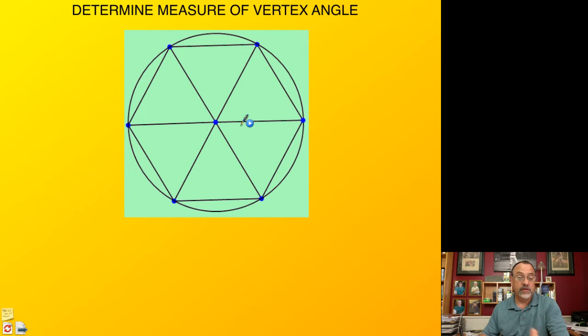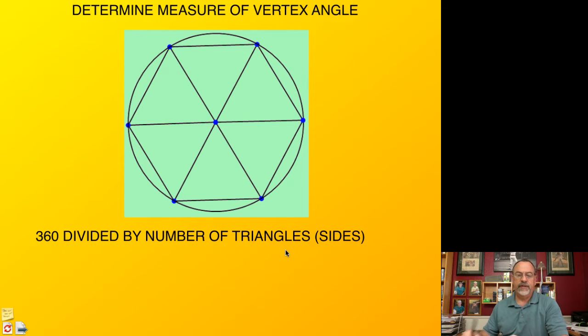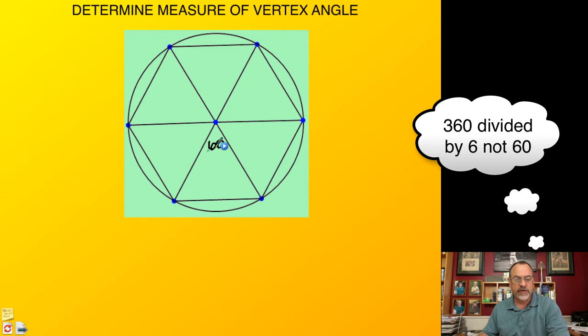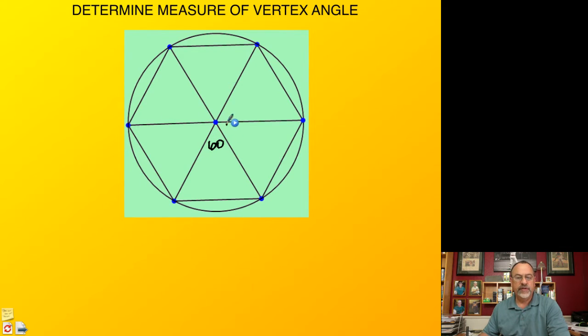I know how many triangles there are, which equals the number of sides, in this case 6. So to find the measure of one, I simply take 360 and I divide it by how many triangles there are, or how many sides there are. So 360 divided by 6 means that one of these angles is 60 degrees. So each of these would be 60: 60, 60, 60, 60, 60, and 60. And if you added all those together, you would get a total of 360.